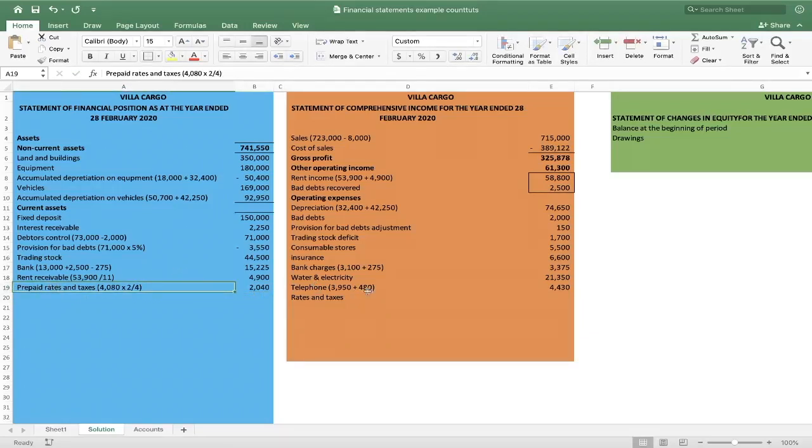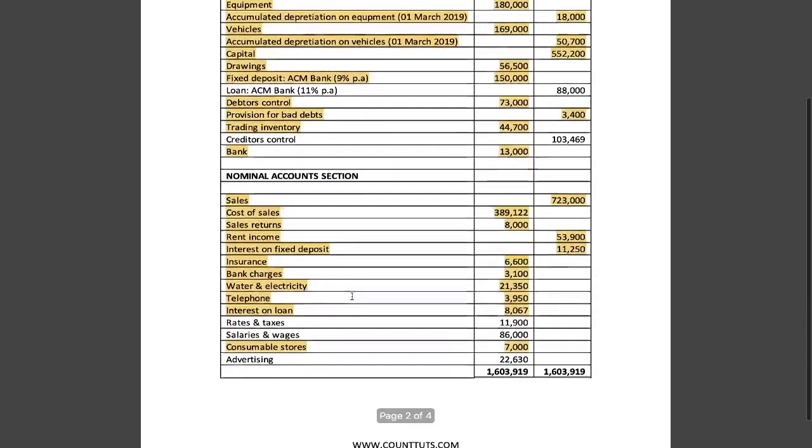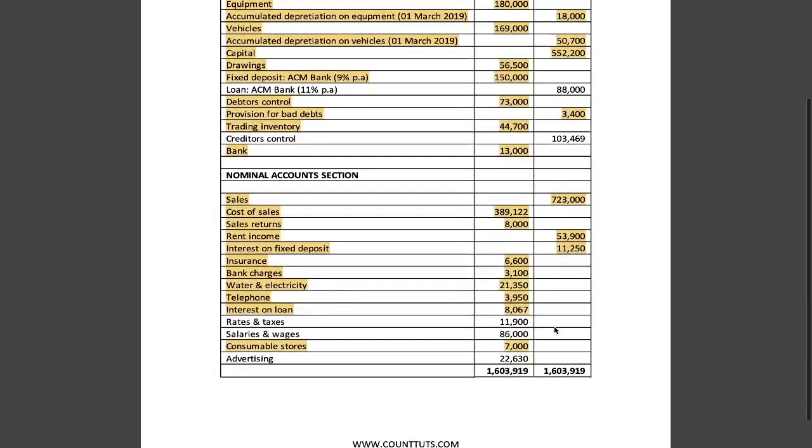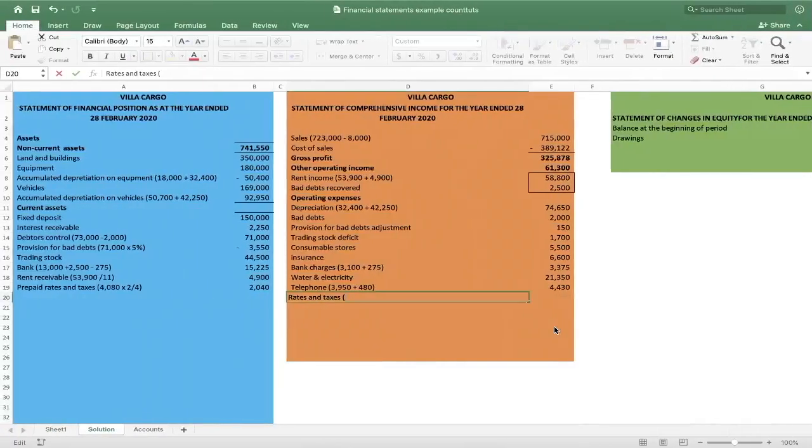Okay, and then our rates and taxes here, we take the amount that we have in the pre-adjustment trial balance. How much was that? We have 11,900 rand, so we're going to have 11,900 rand, and then we minus the 2,040 rand because it does not belong to this financial period. Okay, and what answer does it give us? It gives us 9,860 rand.